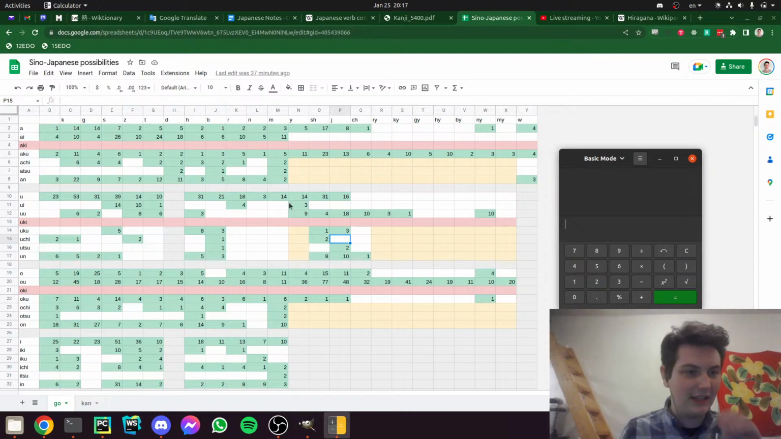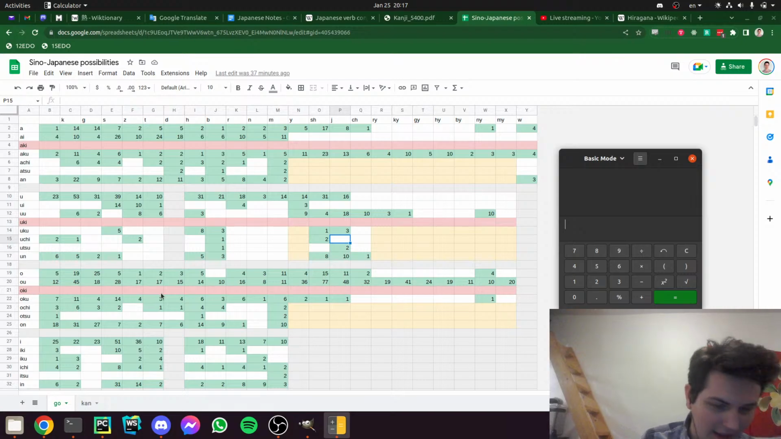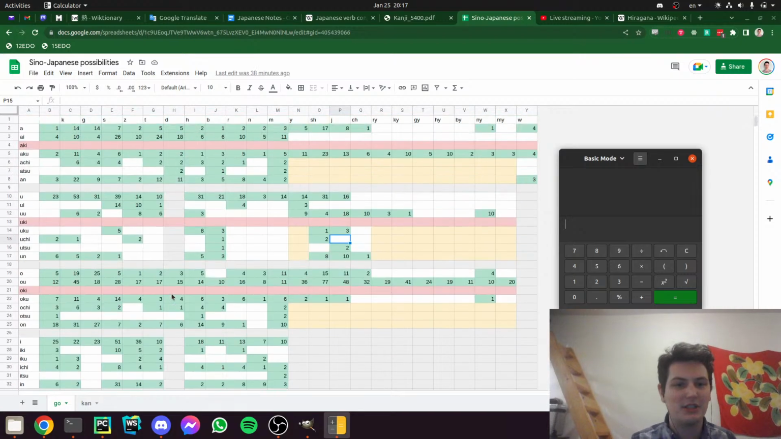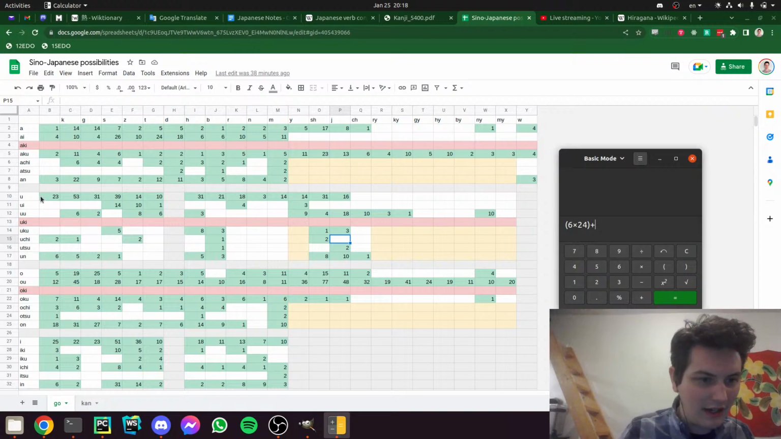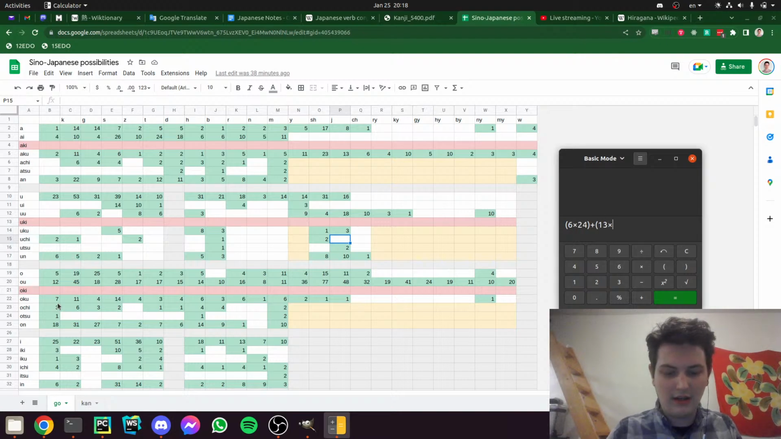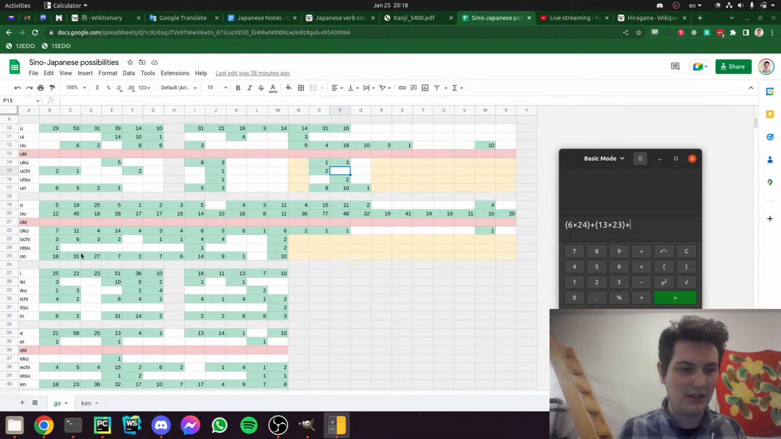The way that I calculated that was I excluded these rows, aki, uki, and oki, but I included everything else which is not gray. So that gives us basically 6 finals starting in A times 24 columns in that section, plus there are 13 finals starting with U or O, with 23 columns for each of those, 23 onsets basically for each of those finals.